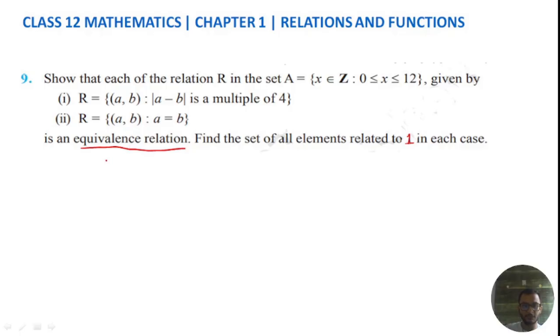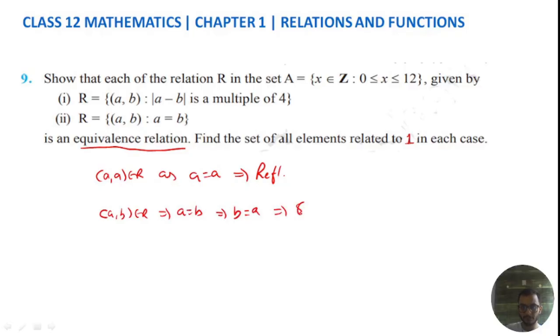For that, it is reflexive. Why? Because a comma a belongs to R as a is equal to a. So we are done with reflexive. Now, why is it symmetric? a comma b belongs to R implies a equals b. This implies b equals a, which will imply b comma a belongs to R, which implies symmetric. Right? This is easy, that's why I am doing it very quickly.